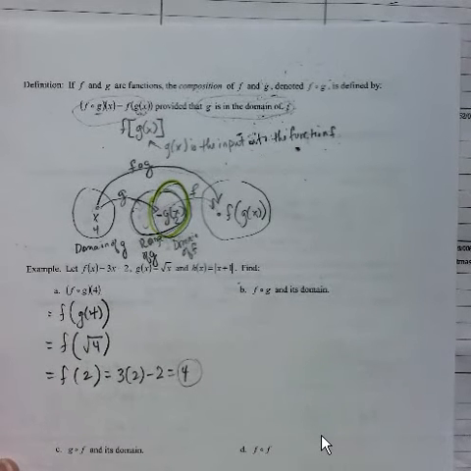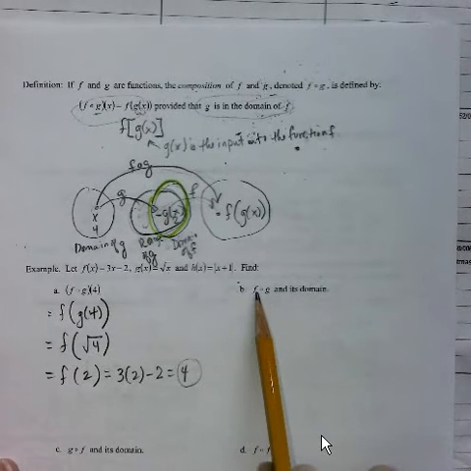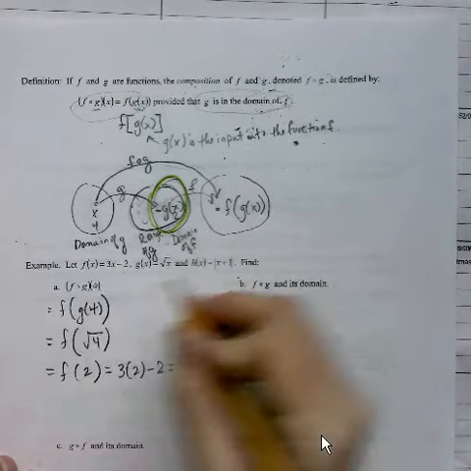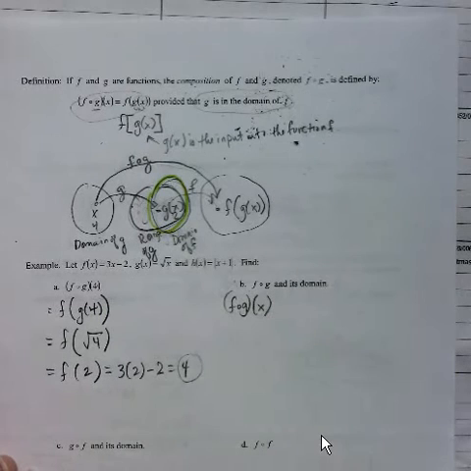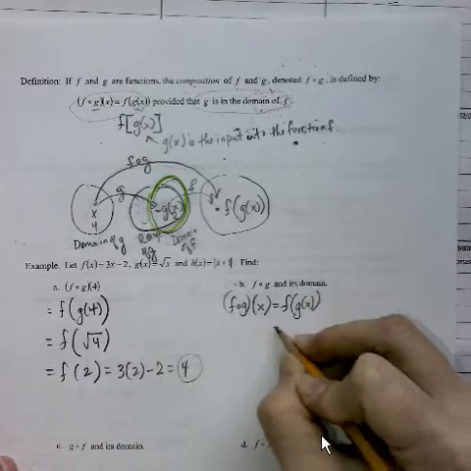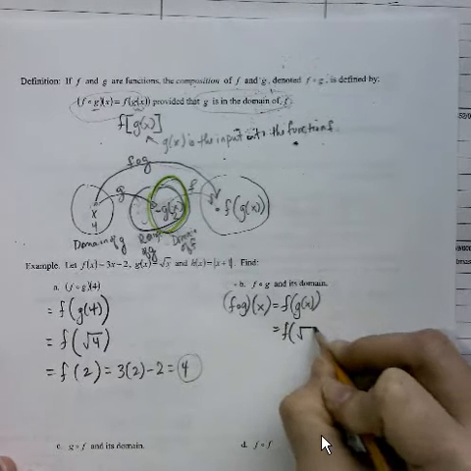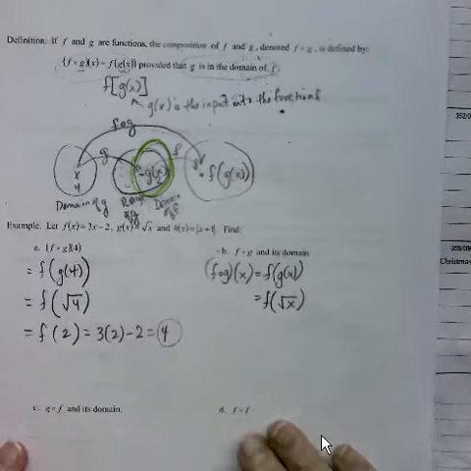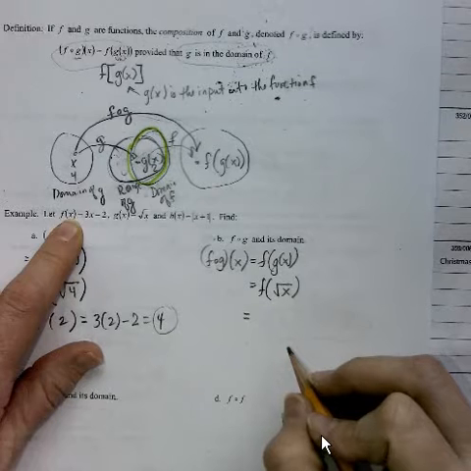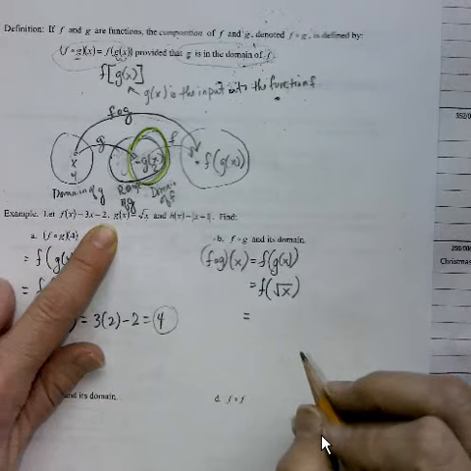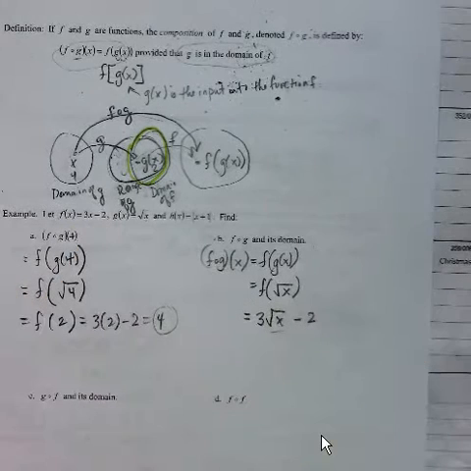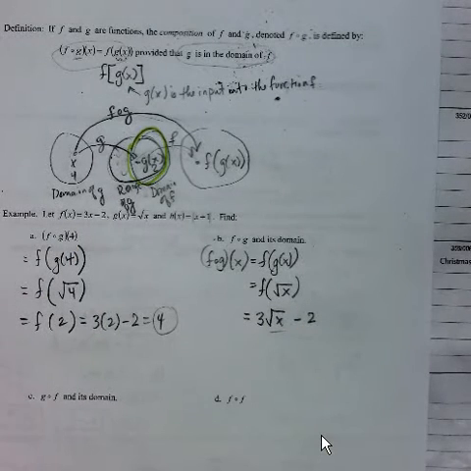In B, now I'm going to actually find this function. Here I found a function value. Here I'm going to find the actual function where I have the formula. So I've got f at g at x, which is f at the square root of x. So using x instead of a number. And then the f says to take the input times 3 and subtract 2. So it's going to be 3 square root of x minus 2. That replaced x in the original function. So f composed with g at x is this formula.